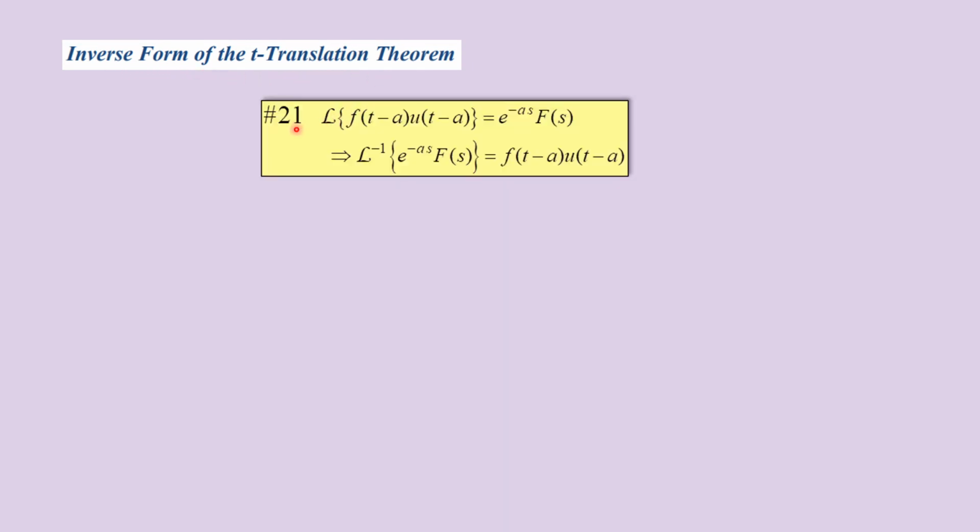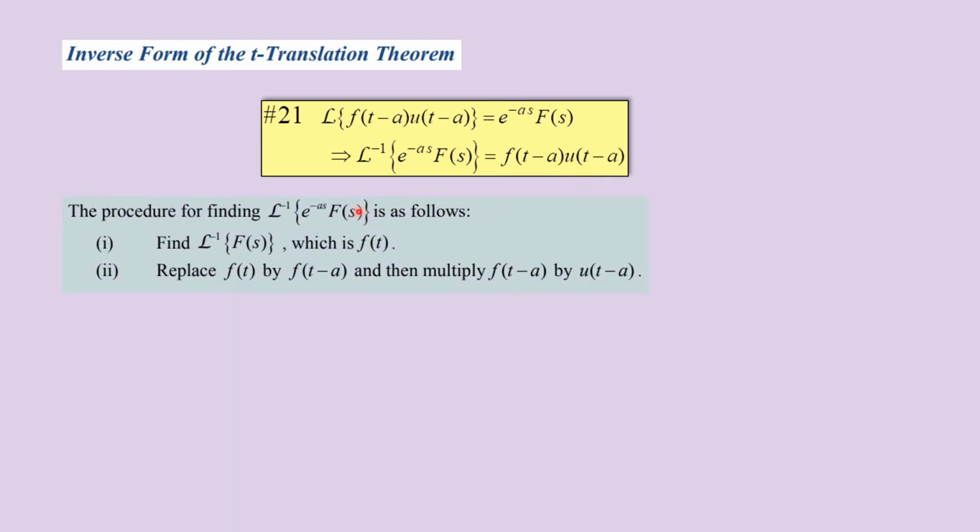It's time now to study the inverse form of the t translation theorem. Formula number 21: the Laplace transform of f(t minus a) u(t minus a) is equal to e to the power of negative a s F(s). It means that the inverse Laplace transform of e to the negative a s F(s) is equal to f(t minus a) u(t minus a).